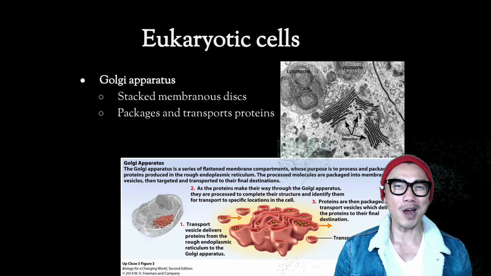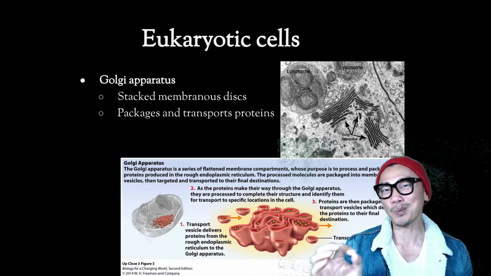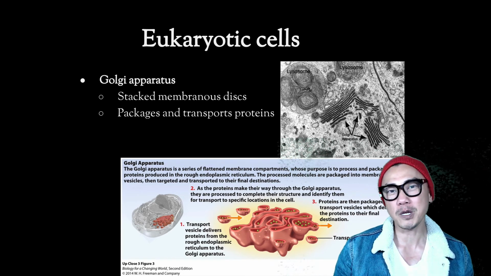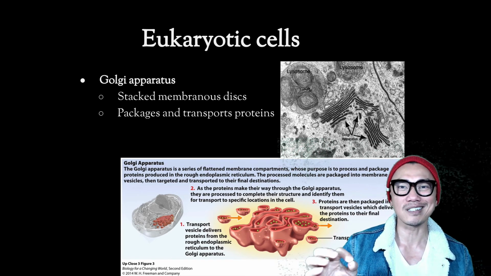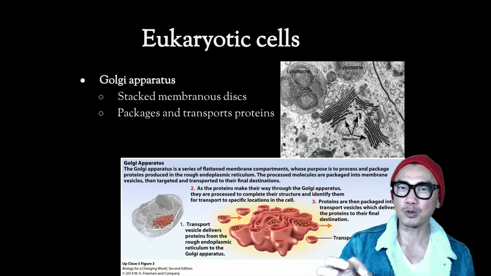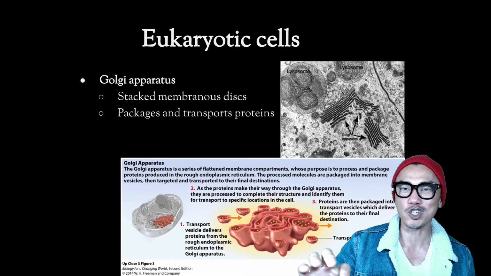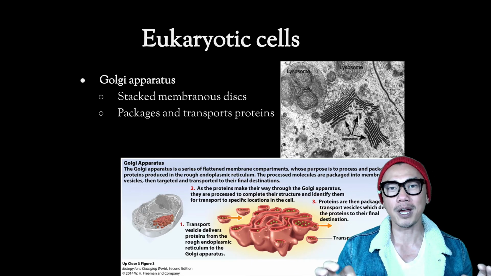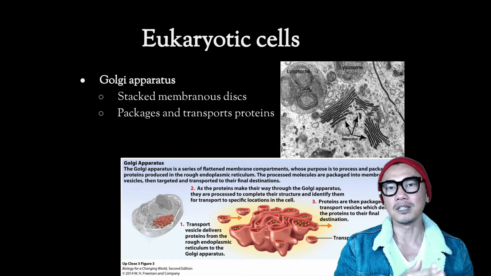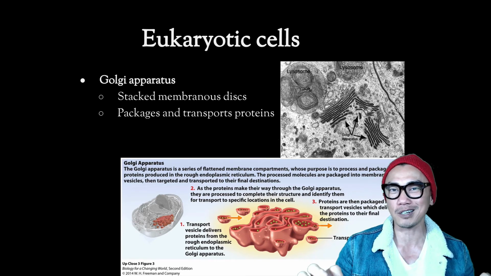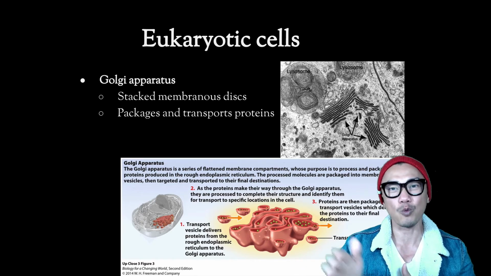The Golgi apparatus, or Golgi body, is the post office of the cell. Underneath a microscope, they appear as stacked membranous discs. Their job is to package and transport proteins to their final destinations. They'll package proteins in what we call transport vesicles. These transport vesicles are kind of like the UPS or FedEx trucks that take the proteins where they need to go.